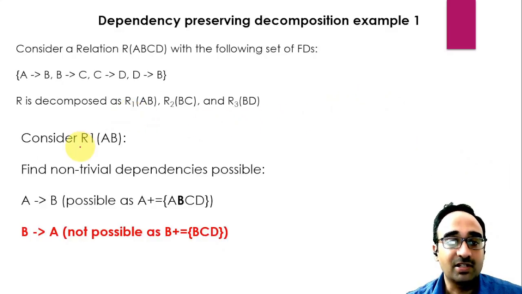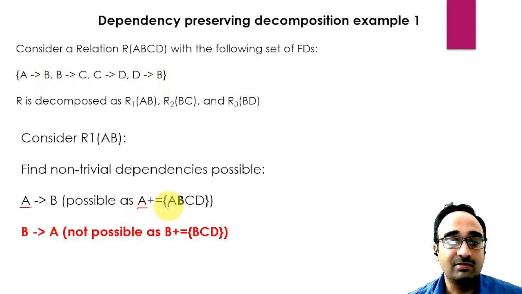First, take one of the small tables, R1, and find all non-trivial dependencies. So first I am considering this one, and the non-trivial dependencies are A→B and B→A, because there are only two attributes. Now we should decide whether to include these FDs in our set or not. How to decide? For each FD, take the left hand side and calculate its closure by using these FDs.